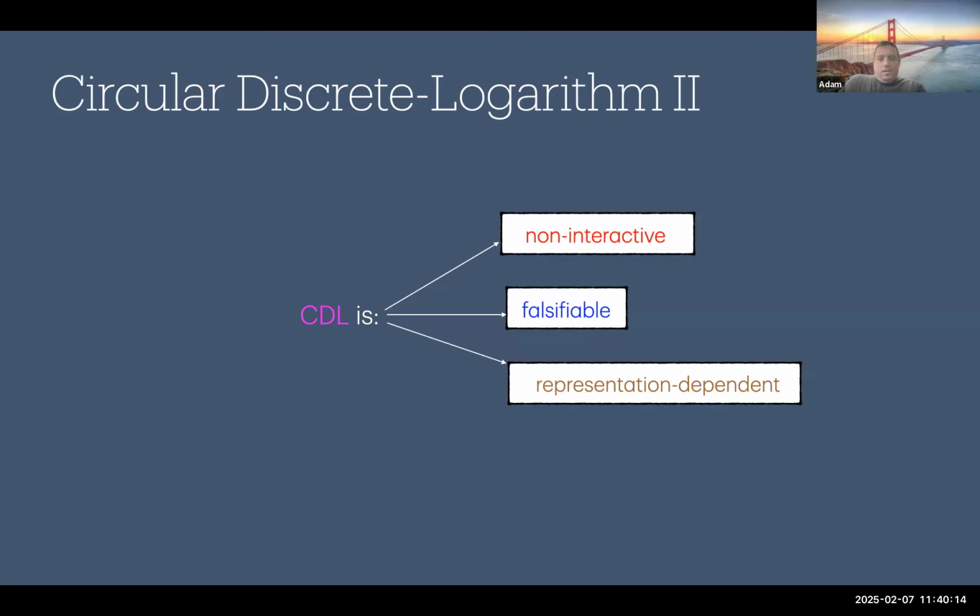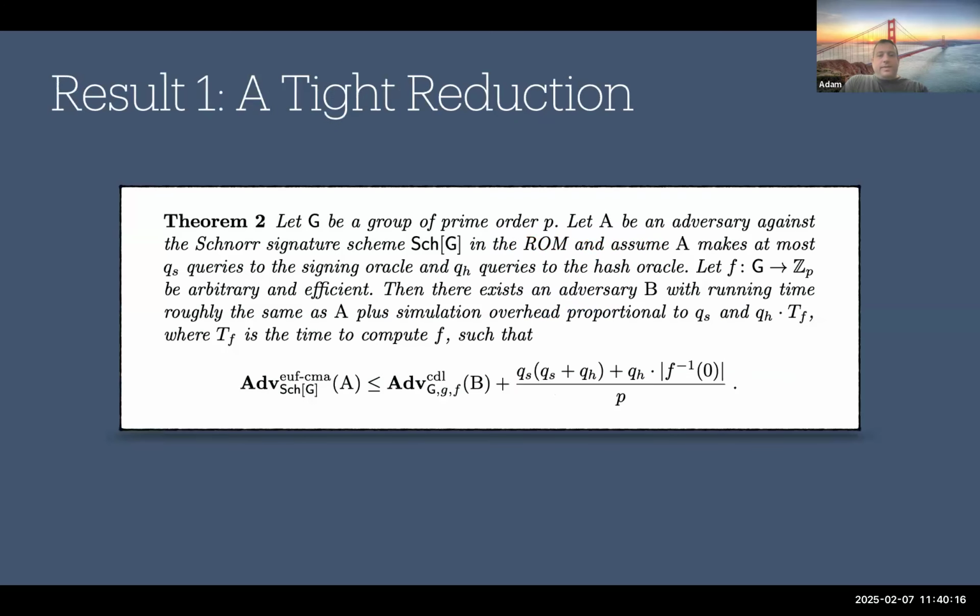Okay. So this is our main result that you can see here. Basically, compared to the Poincaré and Stern, we eliminate the square root and the QH on the advantage of B. Right, that's it. That's the main difference.